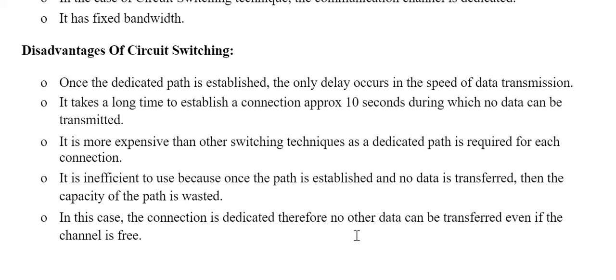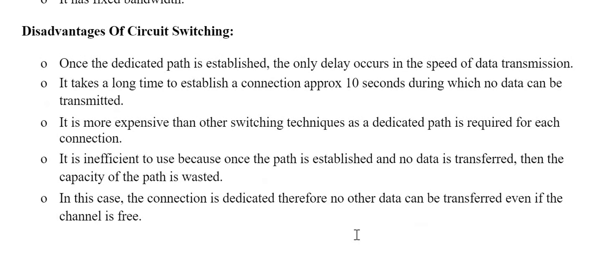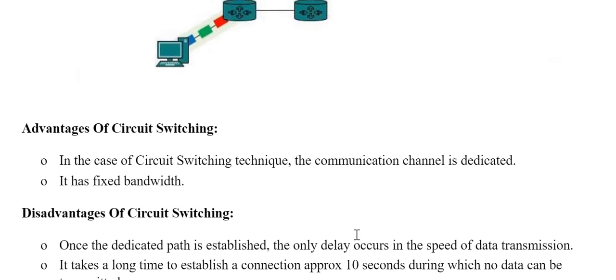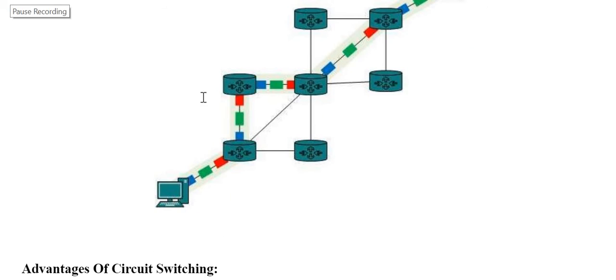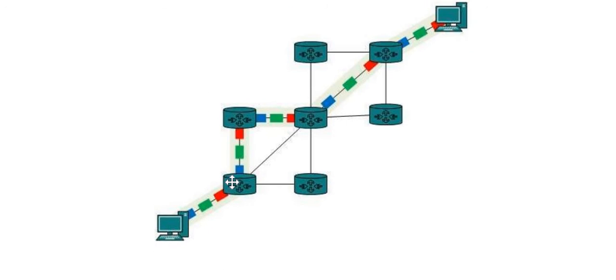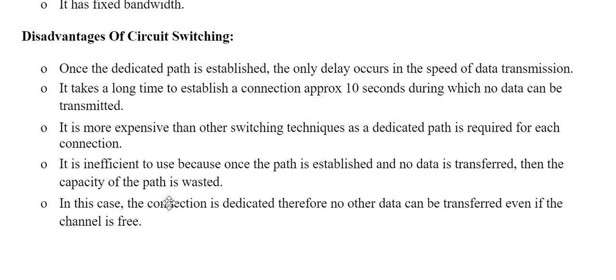So in this case the connection is dedicated and therefore no other data will pass. Okay, so I told you in the diagram. So this data is transferring. So you can see here as one data is transferring from this, no other data will transfer from this route. Okay, so this route is fixed for the particular data. So these are some of the disadvantages of circuit switching.